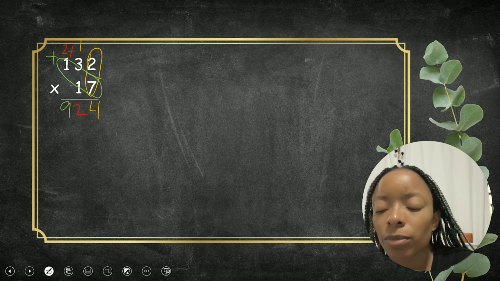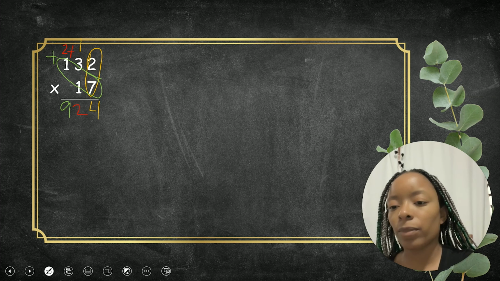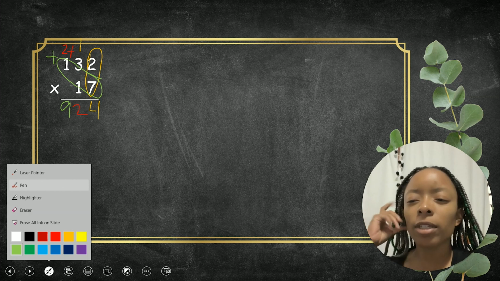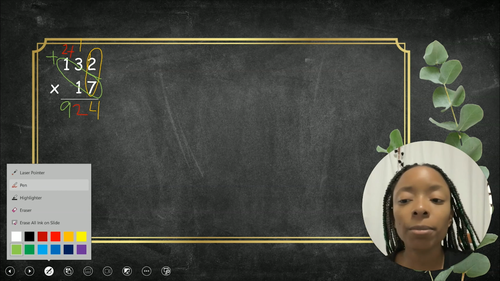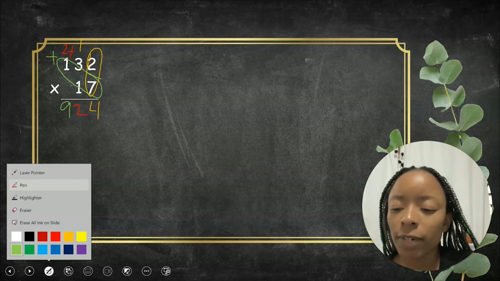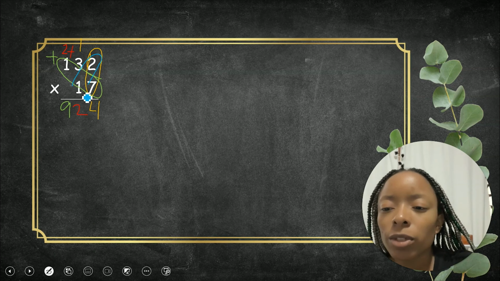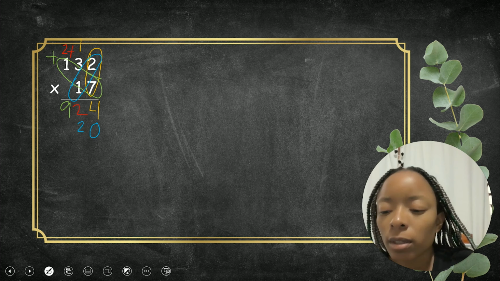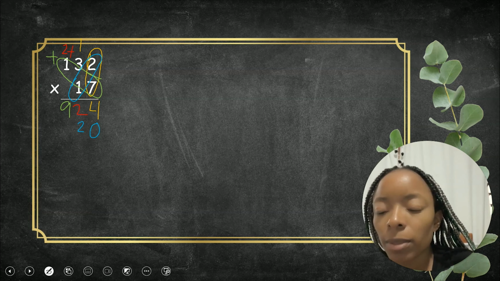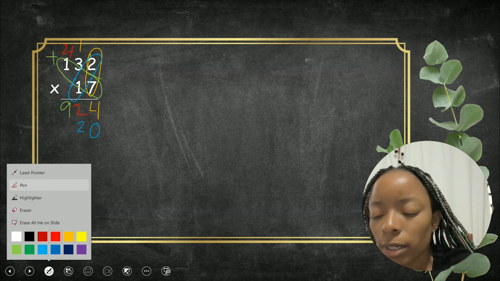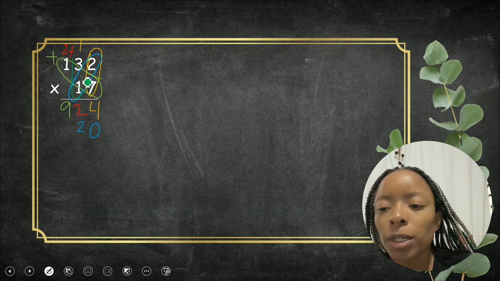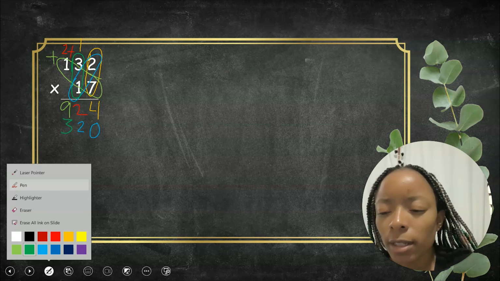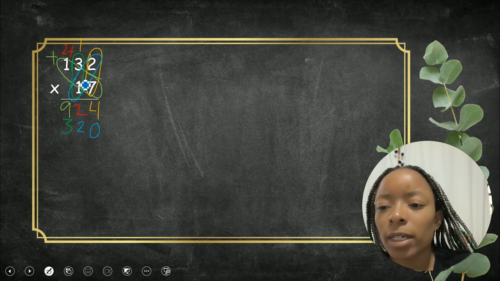All right. So now we want to do all these same steps again, but with our second tens value. 2 times 1. We're going to place the 0. 2 times 1 is 2. Next, we're multiplying 3 and 1, which is 3. And then we're going to multiply 1 and 1.